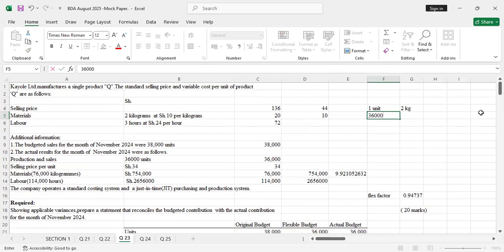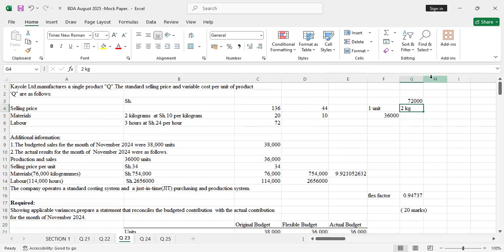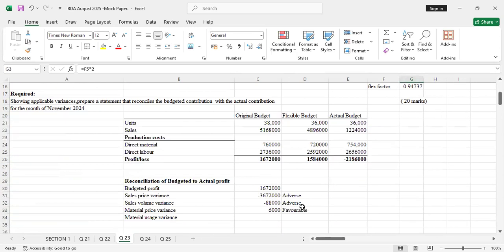So you ask yourself now, what about 36,000? You take 36,000, you multiply by 2. This was 2 kg. So just take the number of units times what? Times 2. That will give you 72,000. So this 72,000 is what we call the standard quantity. Sawa sawa? So at that point now you can do your workings here.